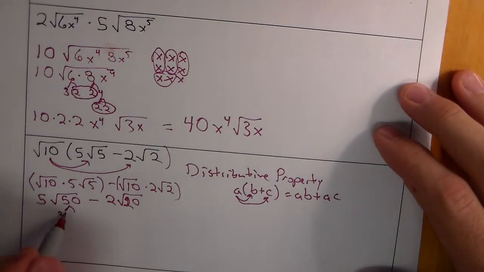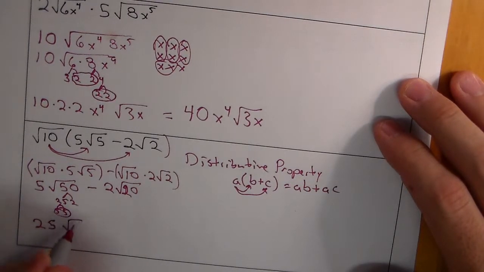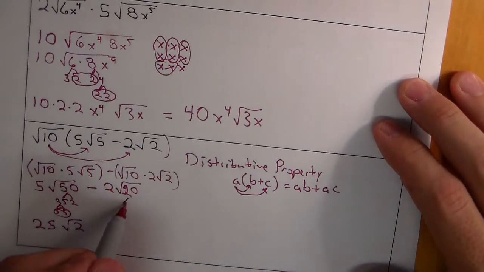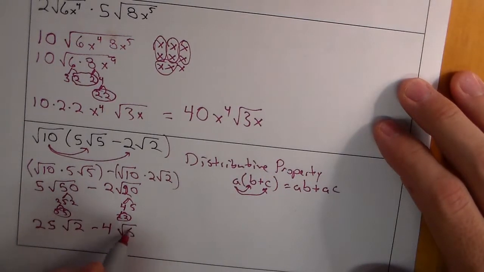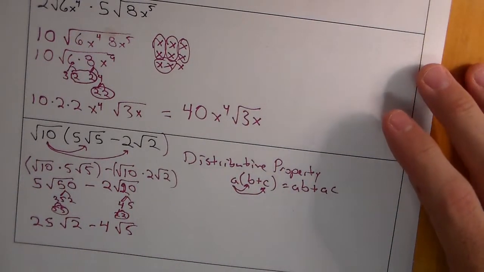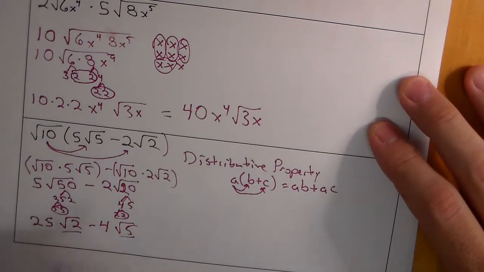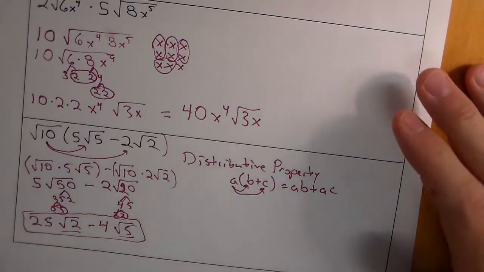Now 50 is 25 times 2, which gives me a pair of 5s. So that 5 comes out, multiplied to the 5 on the outside to make this 25 root 2. 20 though is 4 times 5, which gives me a pair of 2's. The 2's come out to be multiplied by the other 2, and I get 4 root 5. Now from here, I have to go back to what I talked about in addition and subtraction. These are not the same, so I can't combine them. That just makes this our simplified answer.